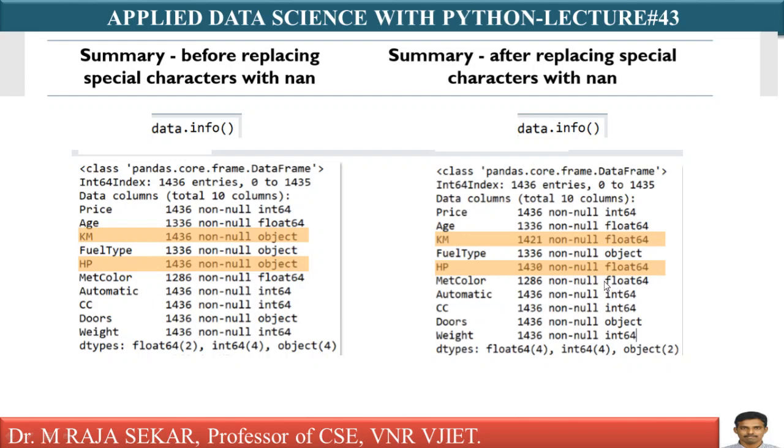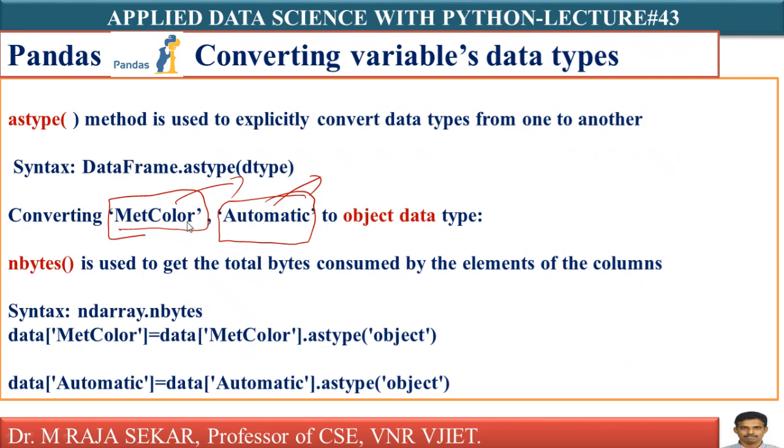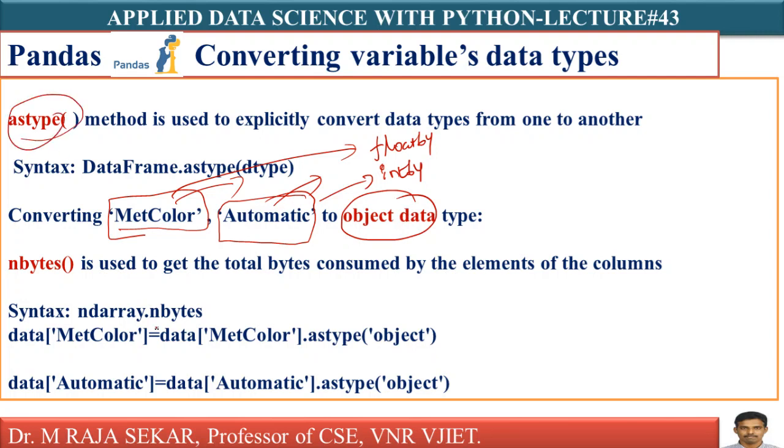Metallic color is float type, and we are going to convert this metallic color into object type. Originally metallic color is float64, isn't it? This automatic is originally of int64. Now we are going to convert these into object data type. How can I convert? There is a method known as astype. Just see, nbytes is used to get the total number of bytes consumed by the elements. Anyway, we will try to understand this.